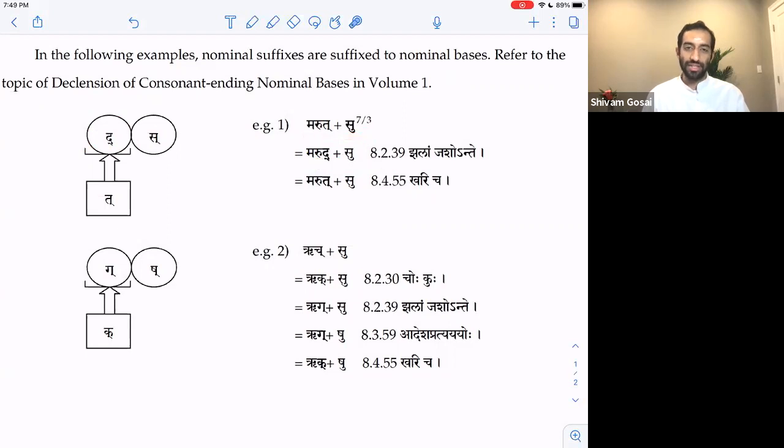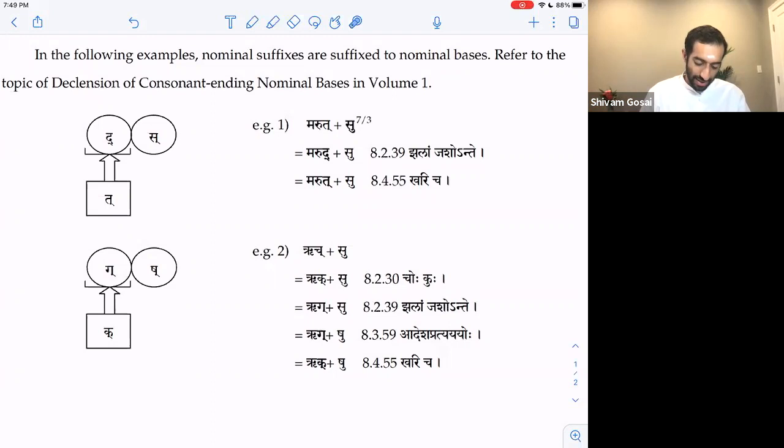Why is jashtva sandhi applied there? Because I have a consonant at the end of a pada, it becomes a third of the class. So da. So marut becomes marud.